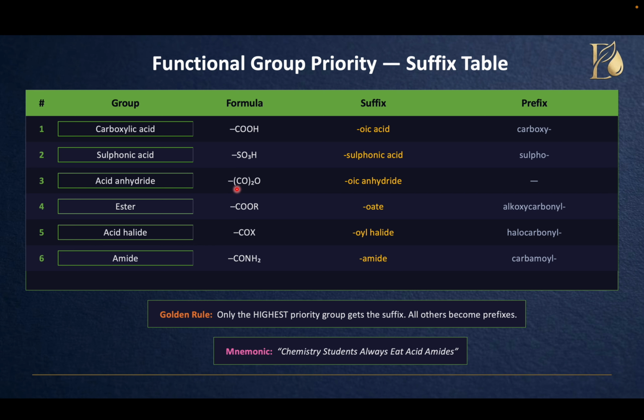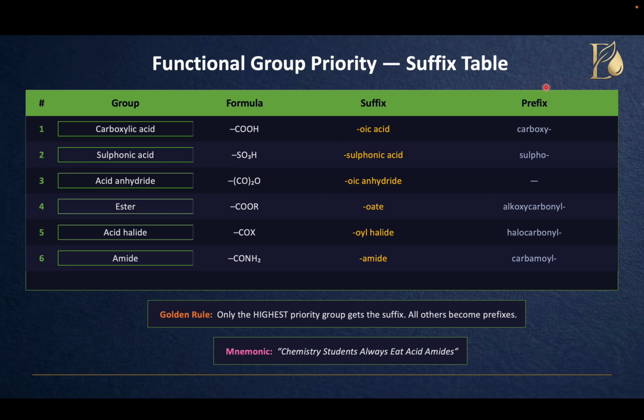Esters are compounds which have the group COOR. R can be any type of hydrocarbon, and the suffix is oate. If it is methane, methanoate; ethane, ethanoate. Then if it is an acid halide, it will end with oyl halide. It may be a little confusing right now with these suffix names, but later it will be clear once we come to the examples. Then if the functional group is amide, it will end with amide itself. And that's about the suffixes of some of these functional groups. The rest we will discuss in the next slide.